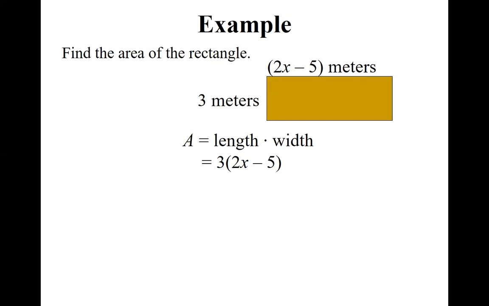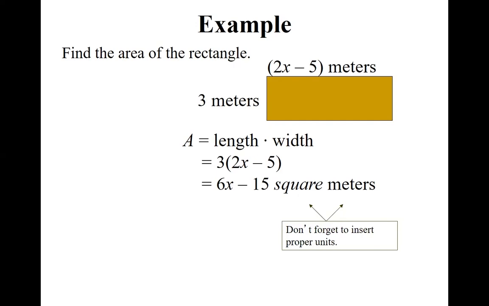3 times 2x is 6x. 3 times negative 5 is negative 15, so 6x minus 15. And recall that the units here are square meters, because meters times meters are square meters. Remember, area is the stuff inside. And the stuff inside is how many squares that are 1 meter by 1 meter we can fit in there. And that is it for this topic.